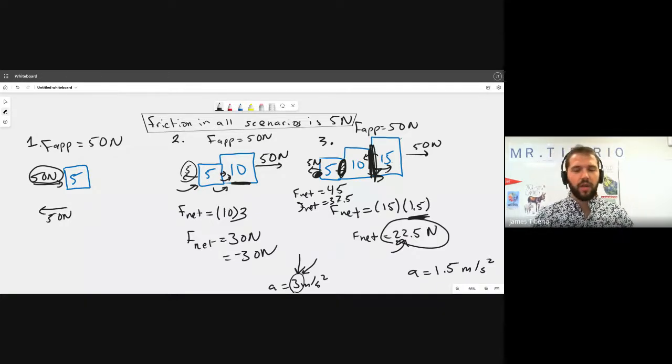And so the question I had asked was, what's the force the 15 puts back on the 10? Well, we just calculated the force the 10 puts on the 15. And so the force from the 15 back on the 10 is going to equal, well, it's the other direction, negative 22.5 newtons.